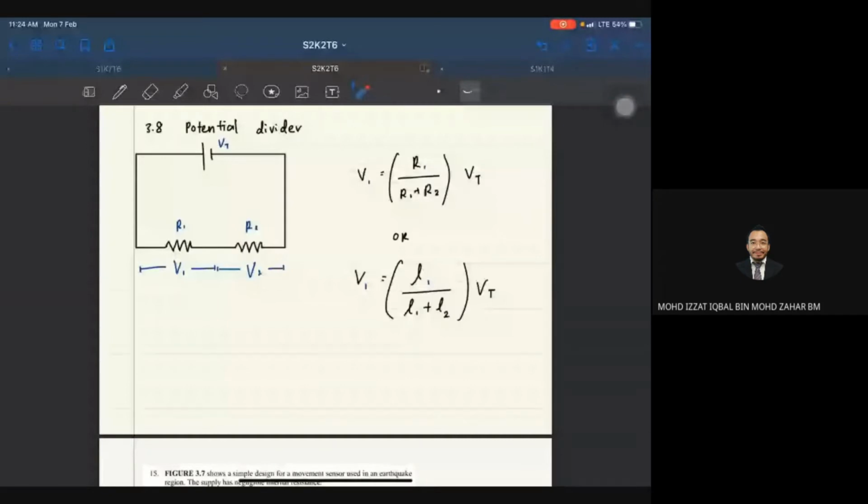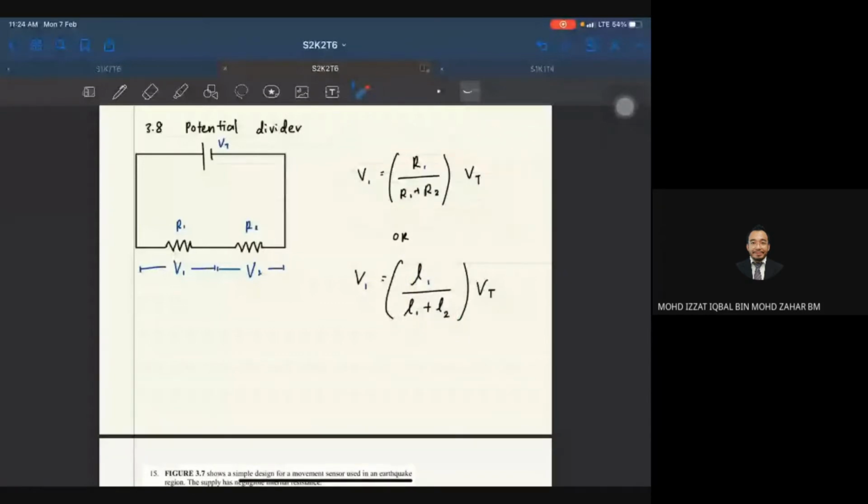So in this case, we have two resistors that are in series, the ones I am pointing at. And you have two equations. So the first one, you can see that the equations are very similar. The only difference is that one is in terms of resistance R, another one is in terms of length L. Okay, so we focus on the first equation first.